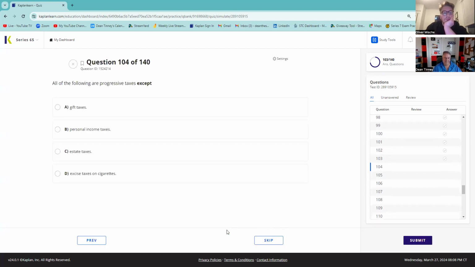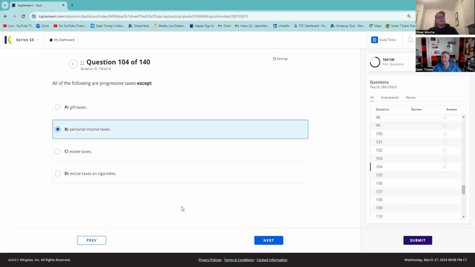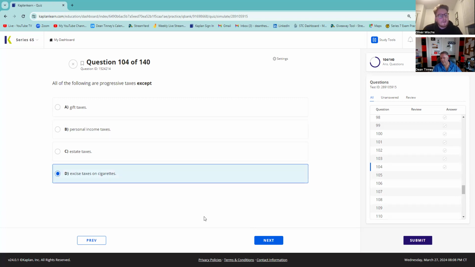All the following are progressive taxes except. I kind of like this one. Personal estate taxes, excise taxes on cigarettes, gift taxes. Progressive. So one of these is regressive. Yeah, so it's B. I'm sorry. B, right? No, the more you make, the more you pay. Oh, regressive, so D. So the opposite of progressive is regressive, and what that means is it impacts lower-income people more.